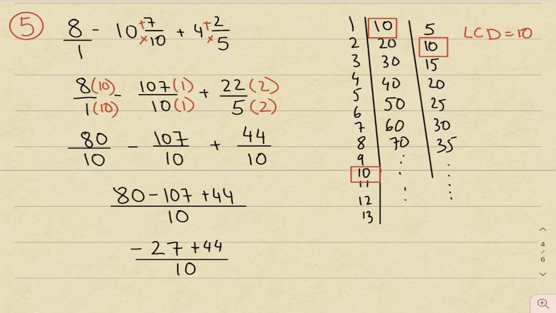If you guys don't know how to add numbers with same signs and different signs, please go ahead and watch our lesson 1. So I'm going to write it over here. Over 10. I cannot simplify this, so the answer is just 17 over 10.